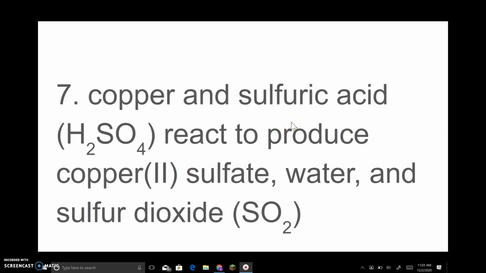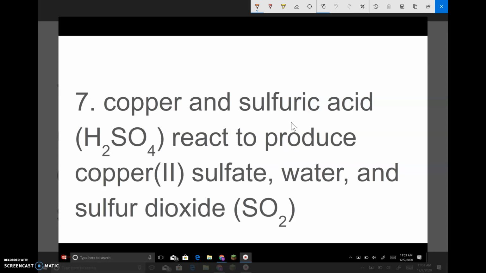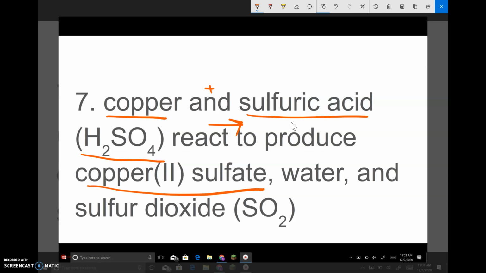Okay, let's continue and finish questions 7 and 8 on this review. So let's go ahead and underline our substances. Copper and sulfuric acid. I wouldn't expect you to know that, so I gave it to you. React is our arrow. Copper 2 sulfate.